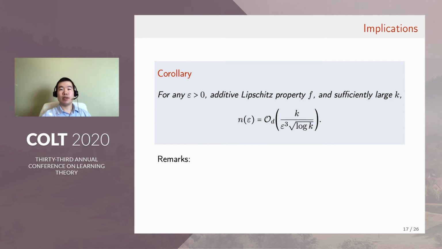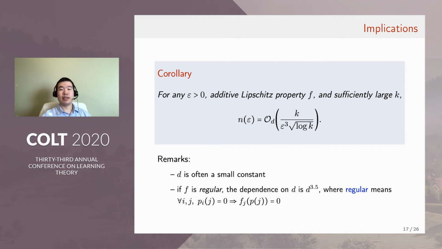Okay, so here are a few remarks. First, d is often a small constant. Second, if f is regular, where regular means that for all i and g, p_ig equal to 0 implies that f_g(p_g) is 0, then the dependence on d is at most d to the power 3.5. And in addition, we show that we can express any multivariate real function as a sum of regular functions.